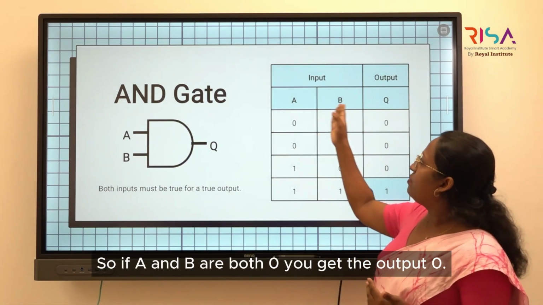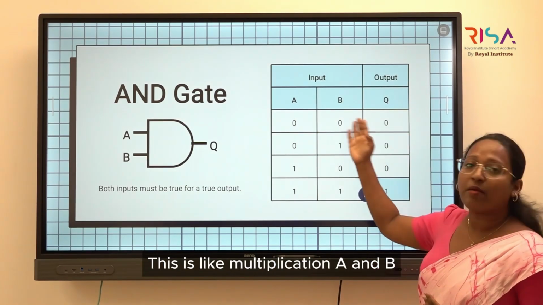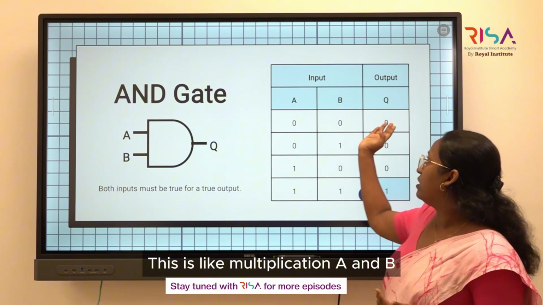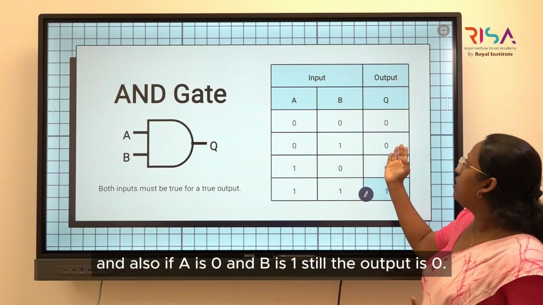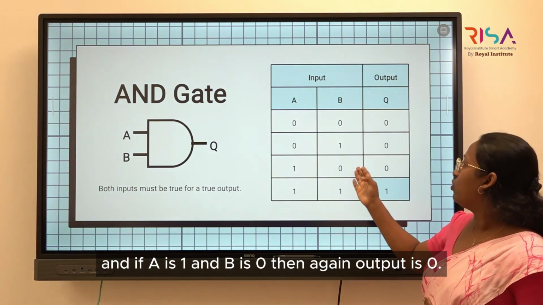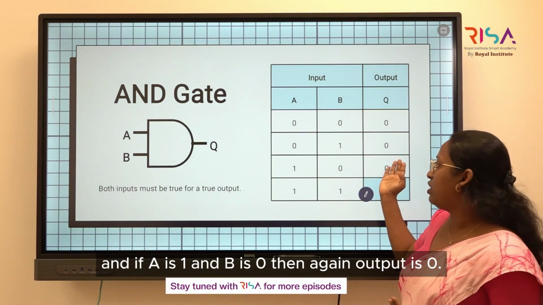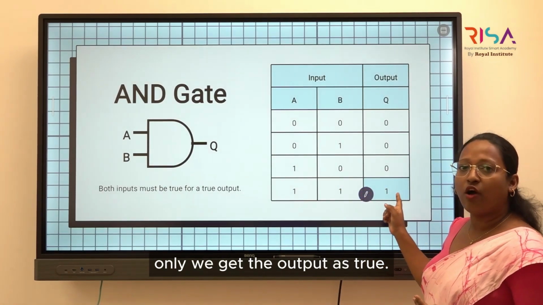So if A and B are both 0, you get the output 0. This is like multiplication, A and B. And also if A is 0 and B is 1, the output is still 0. And if A is 1 and B is 0, then again the output is 0. Only if both the inputs are true, we get the output as true.